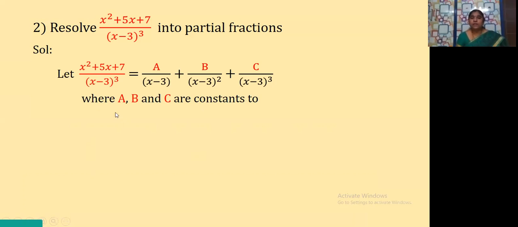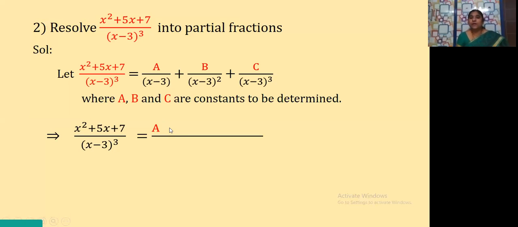Okay, children. Now here let us see what to do here. First of all, we have to take LCM. Yes or not? So let us see that. (x square plus 5x plus 7) by (x minus 3) whole cube is equal to, what is LCM, children? (x minus 3) whole cube is the LCM. So a into, if (x minus 3) whole cube is LCM, it has to multiply with (x minus 3) whole square, plus b into (x minus 3), plus c, by (x minus 3) whole cube.